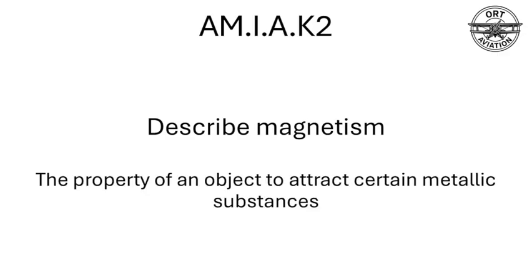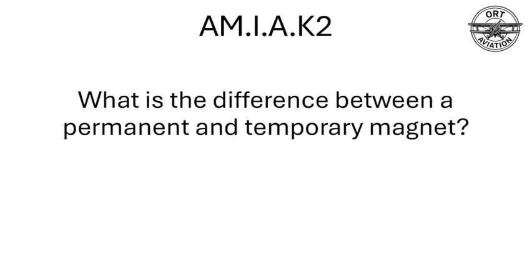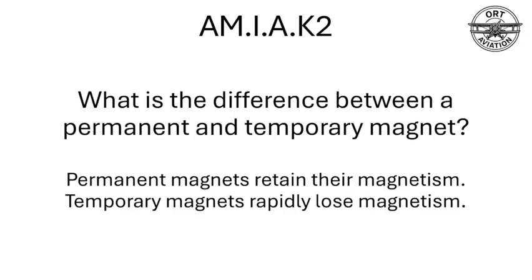Describe magnetism. The property of an object to attract certain metallic substances. What is the difference between a permanent and a temporary magnet? Permanent magnets retain their magnetism. Temporary magnets rapidly lose magnetism.